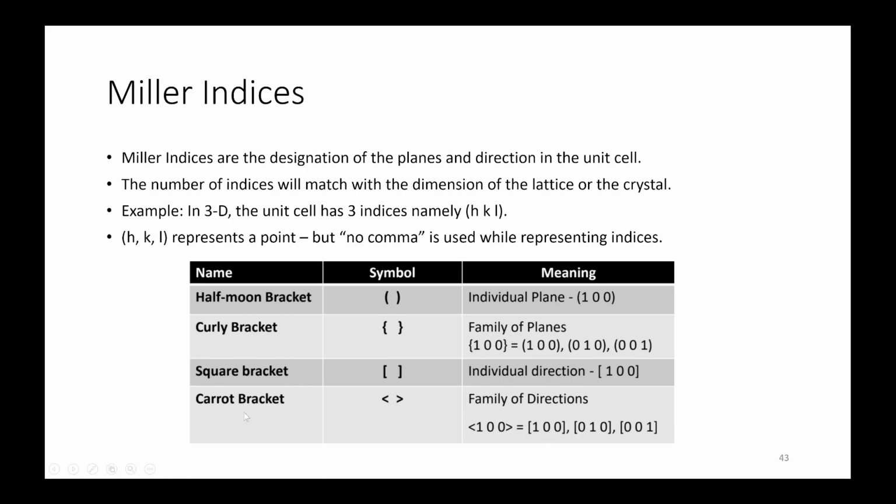Now these are the symbols that we use. For example, the round bracket, or small bracket, is used for an individual plane. Curly brackets are used for a family of planes, and square brackets are used for an individual direction. Angular brackets are used for a family of directions. So all these directions are in a family. So <100> is also, if it is written in this case, 010, 001, all these will be considered along with this.